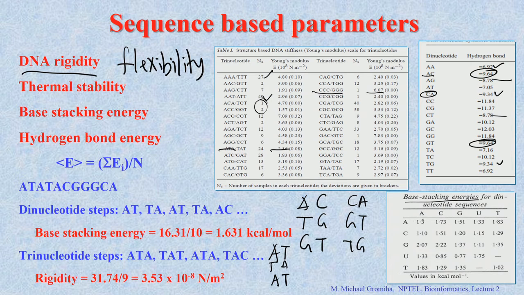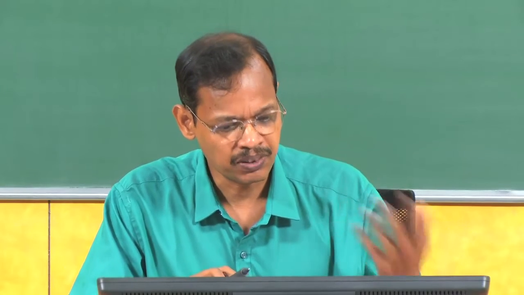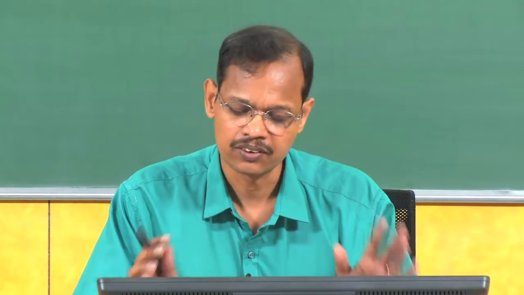For each case, A and A or A and C, A and G, A and U is 1.33, A and T is 1.83. So you have the table for the base stacking energies. Now we have these different tables, and we also have a set of values for different parameters. Next class, when we discuss databases, I will show a database which contains information regarding different values, say hydrogen bond energy and the melting temperature and so on.